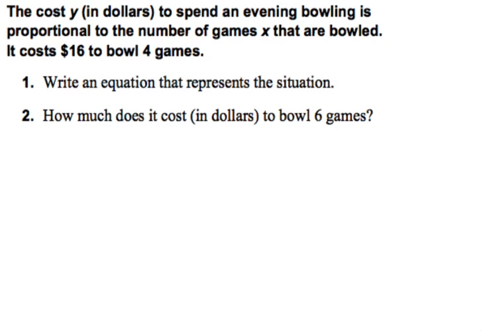Okay, the cost, y, measured in dollars, to spend an evening bowling is proportional to the number of games x that are bowled. If it costs $16 to bowl 4 games, write an equation that represents the situation. All right, first we need to find our slope. Our slope is the same as the unit rate. It'd be $16 for 4 games, which is a slope of 4. So the equation is y equals 4x.